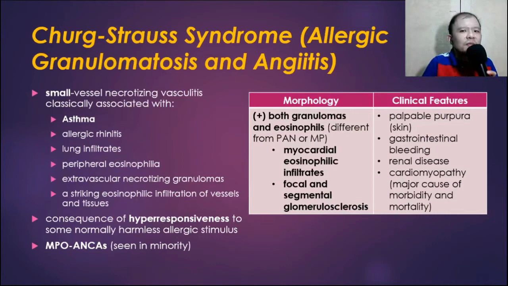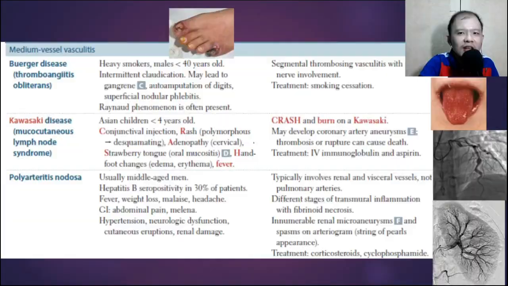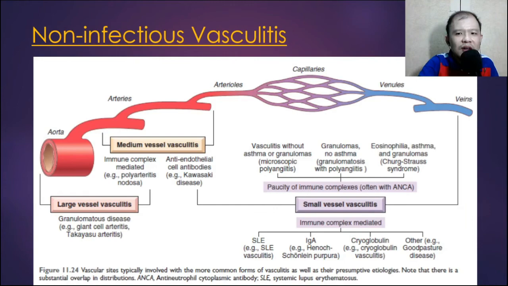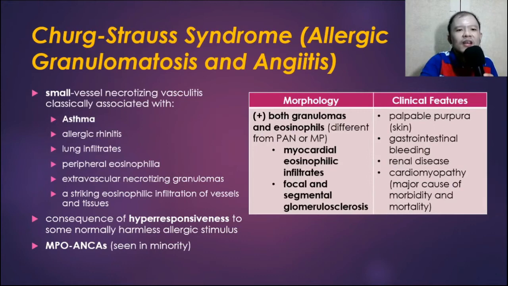When you hear asthma, one great feature here is asthma. Let me go back to the previous slide. You have asthma and granuloma. Particularly asthma: when you hear asthma, immediately answer Churg-Strauss syndrome. Granulomatous, at the same time, you have an asthmatic patient. That is Churg-Strauss syndrome. And it is a consequence of hyperresponsiveness to some normally harmless allergic stimulus. Can also see P-ANCA. So basta asthmatic, allergic rhinitis, Churg-Strauss, most especially when you see small vessels.